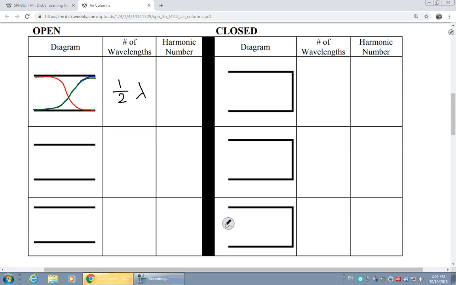Harmonic is just a name for the different levels of standing wave patterns that can be set up. And the very first one, or the simplest one, we just call the first harmonic. And so we say that its harmonic number is 1, and then what we would say out loud is that it's the first harmonic. So a harmonic number of 1 just means it's the first harmonic, and really that means it's the simplest possible wave pattern that we could draw that creates a standing wave in an open air column.